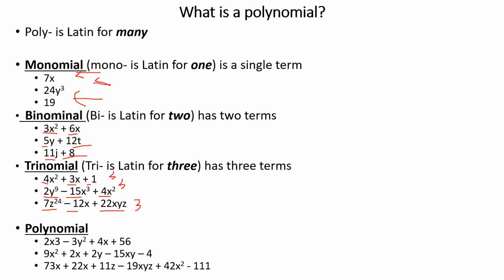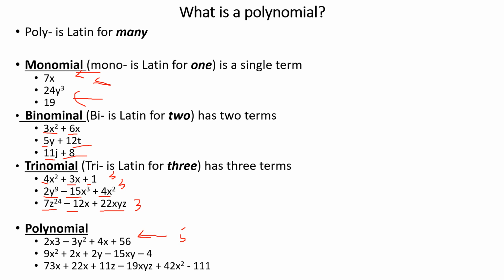And a polynomial has technically 3 or more. We often call it a polynomial when we see 3. That's technically a trinomial, but we often consider trinomials polynomials. But if it has 3 or more, it is a polynomial. This one has 5: 2x cubed minus 3y squared plus 4x minus 56.